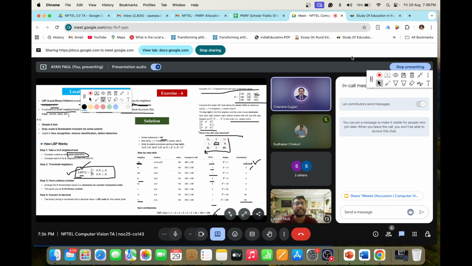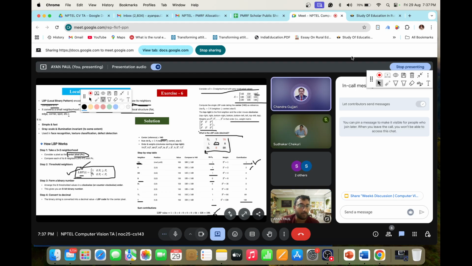By target point only you can compare the neighbors. Otherwise, how will you compare the neighbor? How can you say pi greater than or equal to pc or pi lesser than pc? You cannot say if your target point is not given, and that is what LBP is, right? It compares the target point with all the neighborhood points. So the target point should always be given as reference.